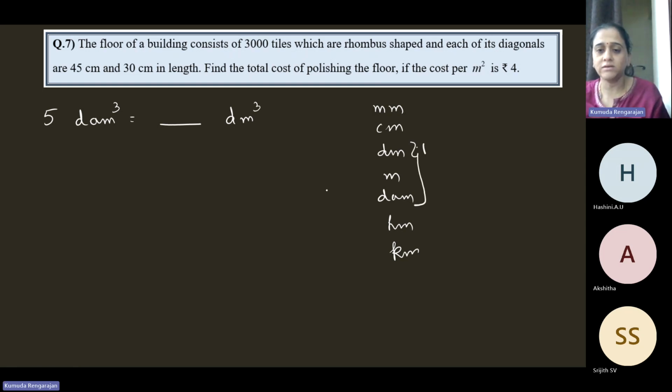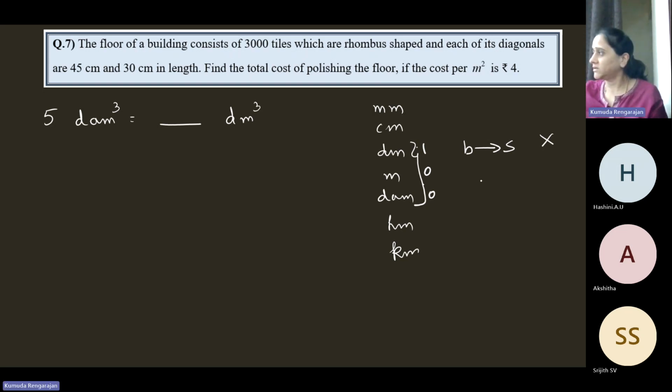So the number is 100. And is it big to small or small to big? Big to small. Decameter to decimeter is big to small. So is it multiplication or division? It's multiplication.